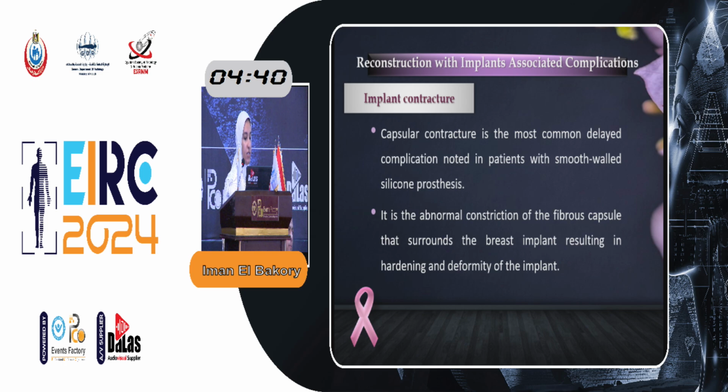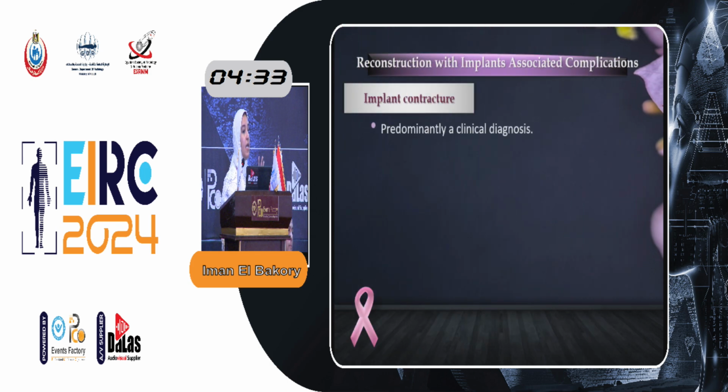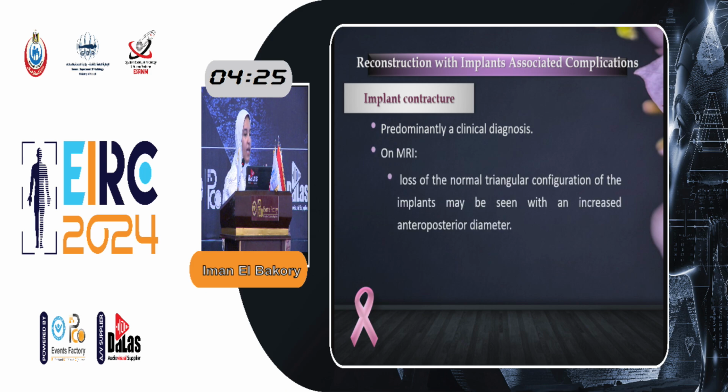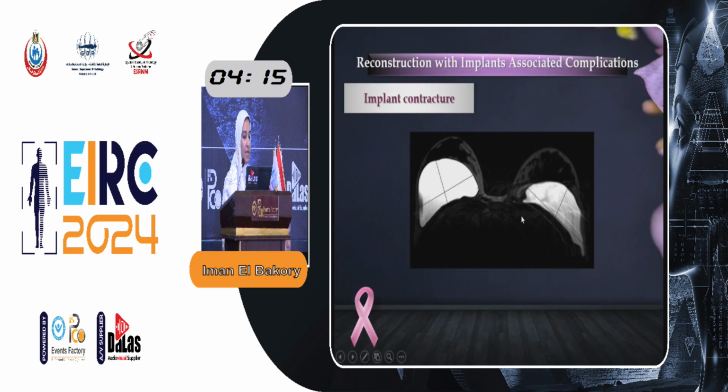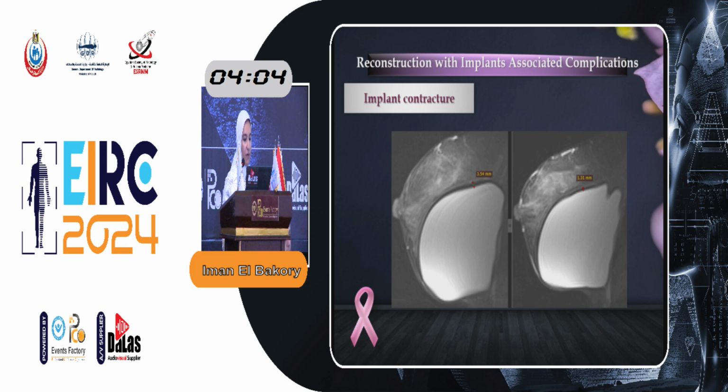The implant contracture actually is the most common delayed complication, and it's fibrosis or constriction of the fibrous capsule related to the implant. It's predominantly a clinical diagnosis. We all know these 4 stages of the implant contracture, yet on MRI, we have loss of the triangulation of the implant shape, thickening of the capsule, increased number of the folds, and lately peri-implant calcification. So this is an increase of the AP diameter in correlation to the side-to-side one, and here we can see an impending contracture. Again, this is thickening of the fibrous capsule.